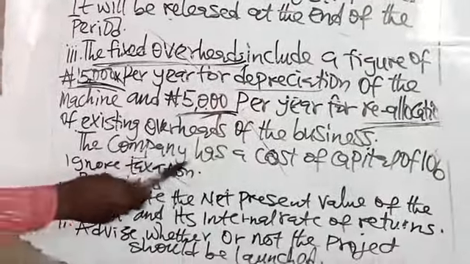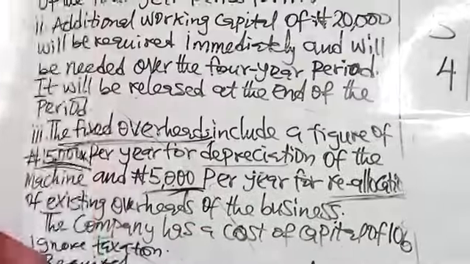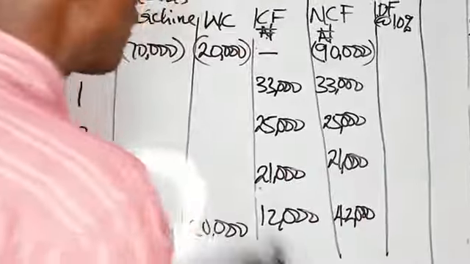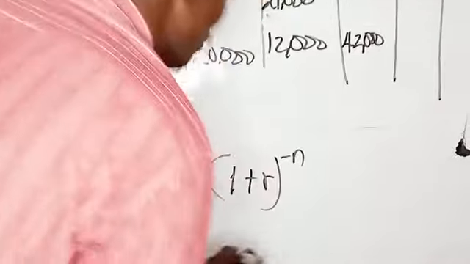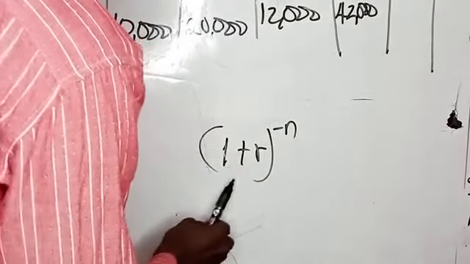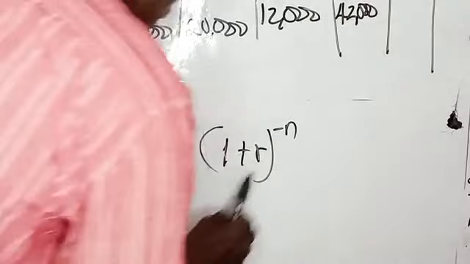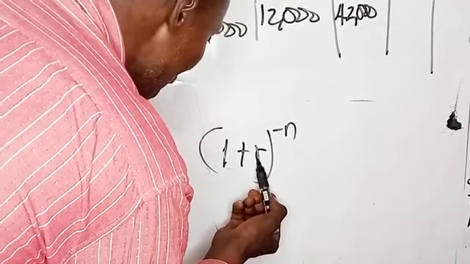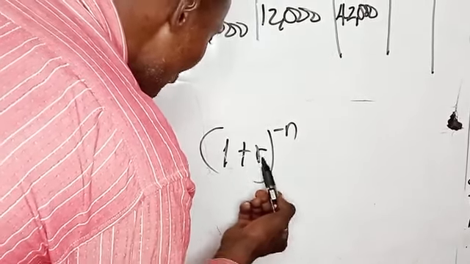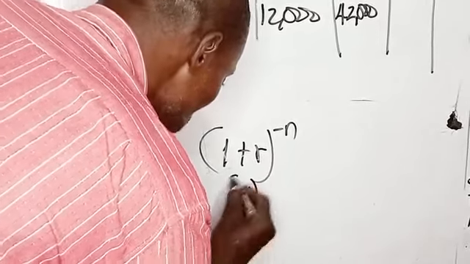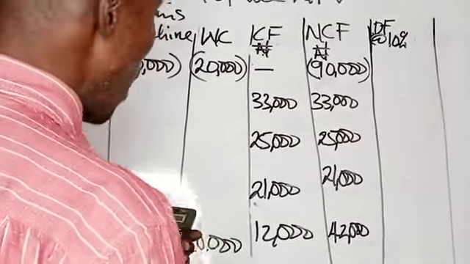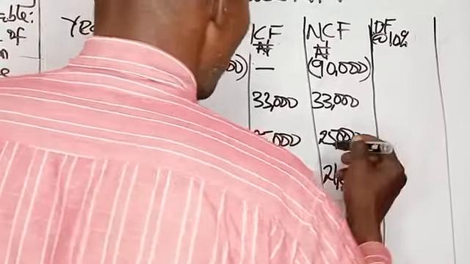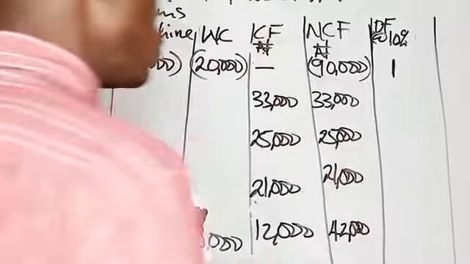Cost of capital: you were told the company has a cost of capital of 10%. That is how I got the 10%. To calculate the discount factor, the formula is (1 plus R) raised to power minus N. If our R is 10%, that is 10 over 100, which is 0.1. 1 plus 0.1 will be 1.1 raised to power minus N. For year 0, 1.1 raised to power minus 0 will be 1.